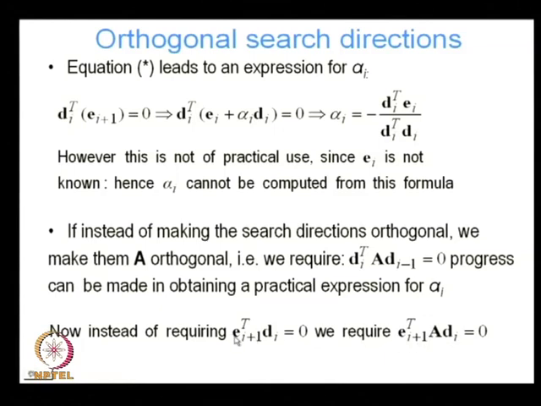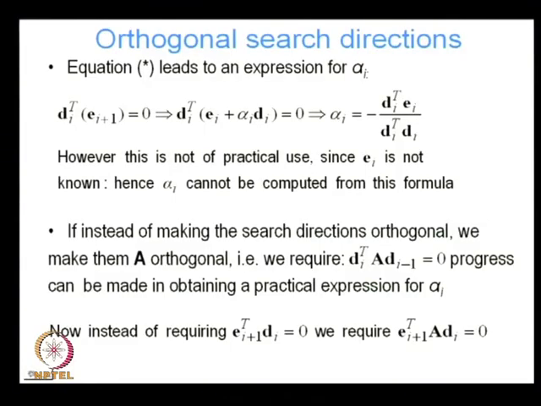Normally, when we say that two vectors are orthogonal in my usual Cartesian space, where everything is planar, their dot product is equal to 0. Now the idea of orthogonality has changed. Their dot product is equal to 0, but the dot product is defined with respect to a particular matrix, which is my metric. So, instead of making the search directions orthogonal, we make them A-orthogonal, orthogonality with respect to this metric A.